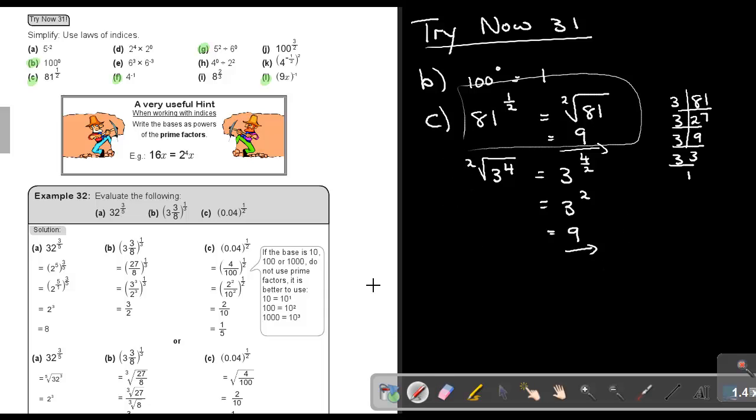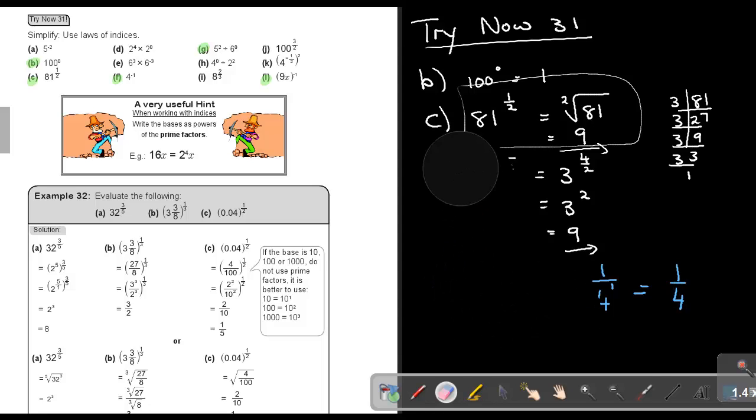Okay, let's go to the next one. Number F. So it's 4 to the power negative. Remember that, put it over 1. So if I want to make it positive, I take it from the top to the bottom. So it's 1 over 4, 1. And my answer will just be a quarter. Okay. We are just going to make space.